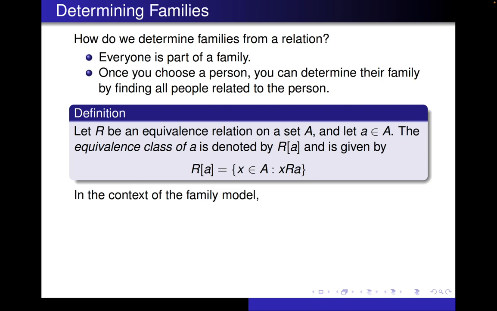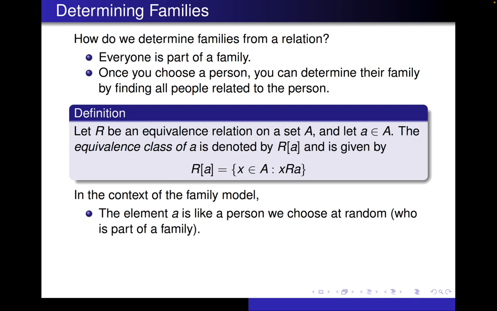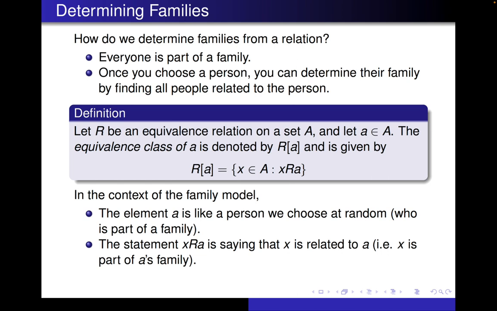So in the context of the family model, what's happening? Well, the element a is like the person we chose at random, the person we said is part of a family. We may not know which family, but it's part of a family. The statement x is related to a is saying that x is literally related to a. So x and a are in the same family, so x is part of a's family. This is like the part of the process where we're saying, hey, is anybody in a's family? And we gather all the people who say yes.